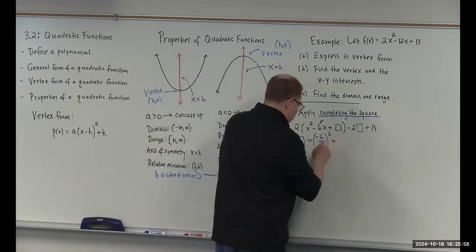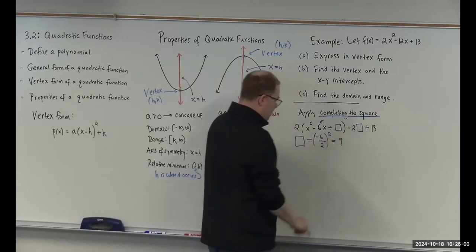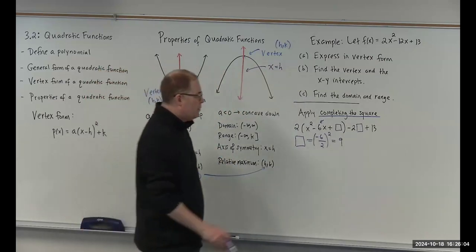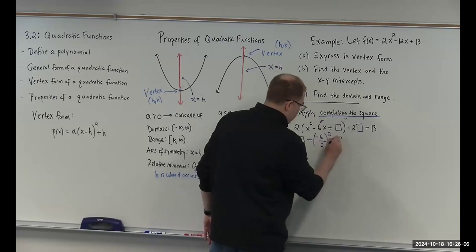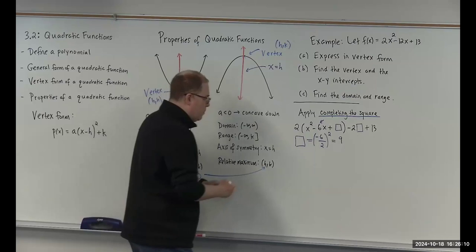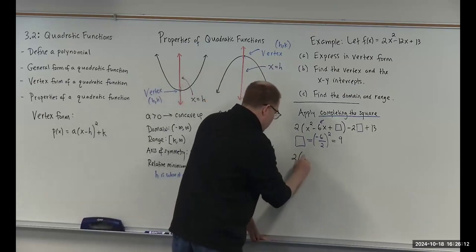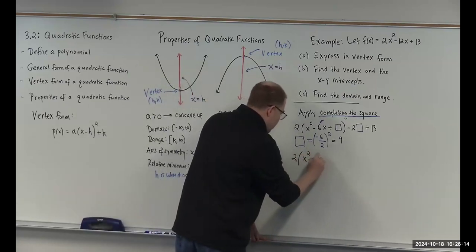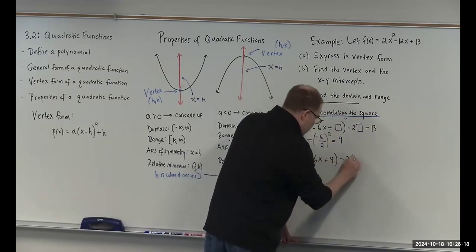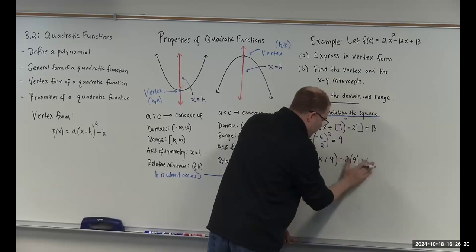And that's going to give us 9, right? So we get minus 6 over 2, so it's negative 3. Negative 3 squared is 9. Okay, so now let's rewrite this. We have 2 times x squared minus 6x plus 9, minus 2 times 9, plus 13.